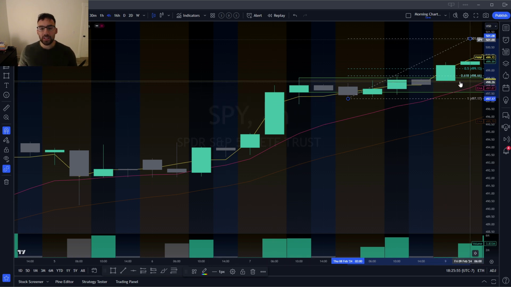We have the previous day close at 498.32. We now have the 61.8 at 498.66. And we have this entire area of institutional buying, also known as a demand zone. This is why I was watching this area for a bounce.